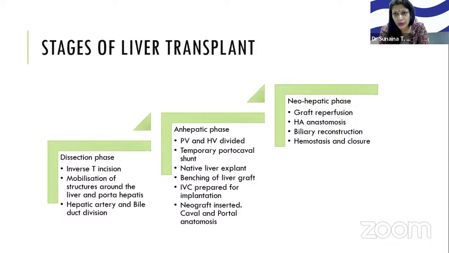Then they insert the new graft and do the caval anastomosis and the portal anastomosis. Once the portal perfusion is done, the portal vein is open, the graft reperfusion starts, ma'am. Graft reperfusion starts, and the neohepatic phase also. So after portal vein and IVC reperfusion, once everything is okay, the Doppler is done, flows are checked, then hepatic artery anastomosis is done, then biliary reconstruction is done. Ultimately, hemostasis and closure is done in the neohepatic phase. Okay. So let us move on to the next slide.